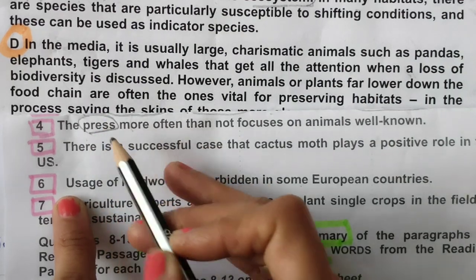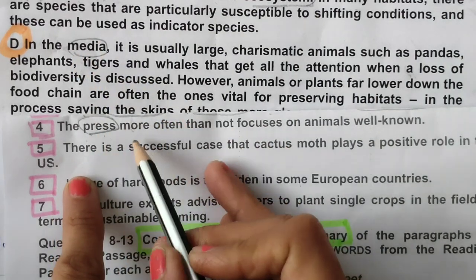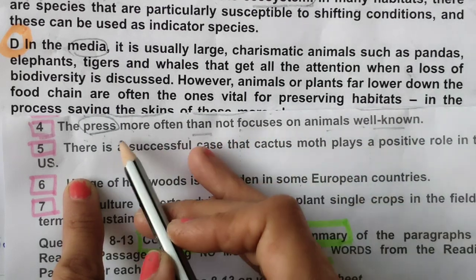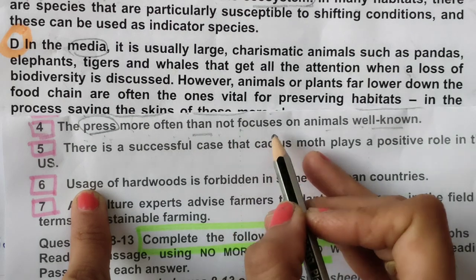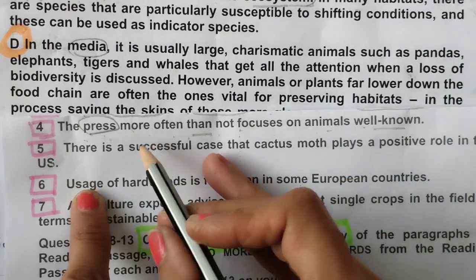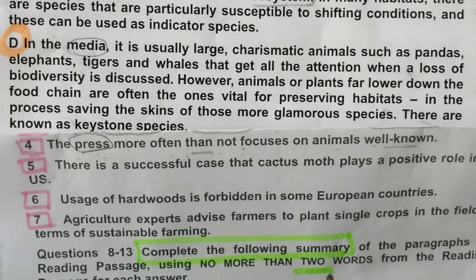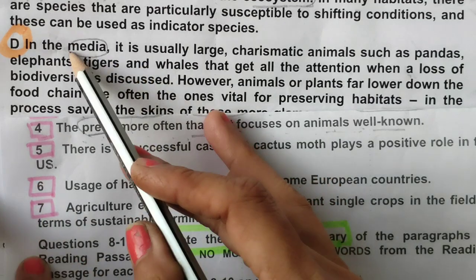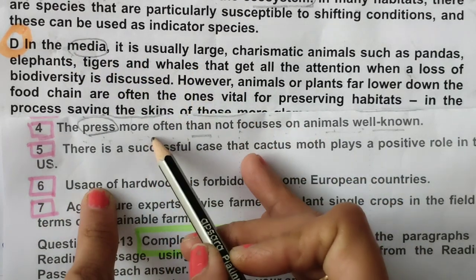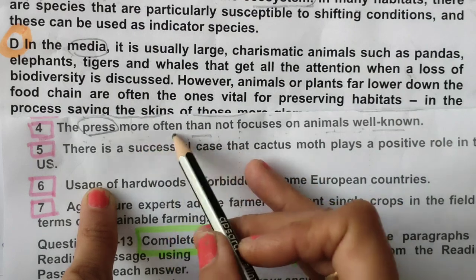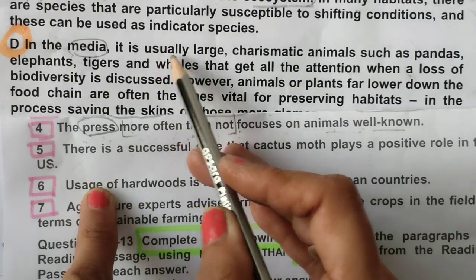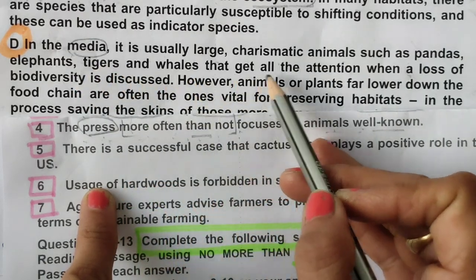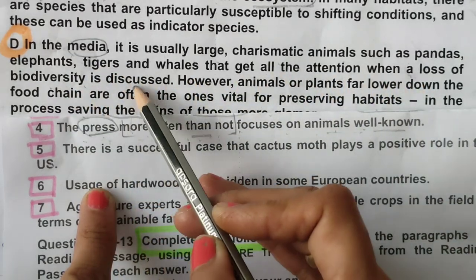The press, means this next paragraph, media. The press more often than not focuses on animals well known. Means most of the time they are focusing on well known animals. Like here in the media it is usually large, more often than not. So this means usually large charismatic animals such as pandas, elephants, tigers and whales that get all the attention when a loss of biodiversity is discussed.